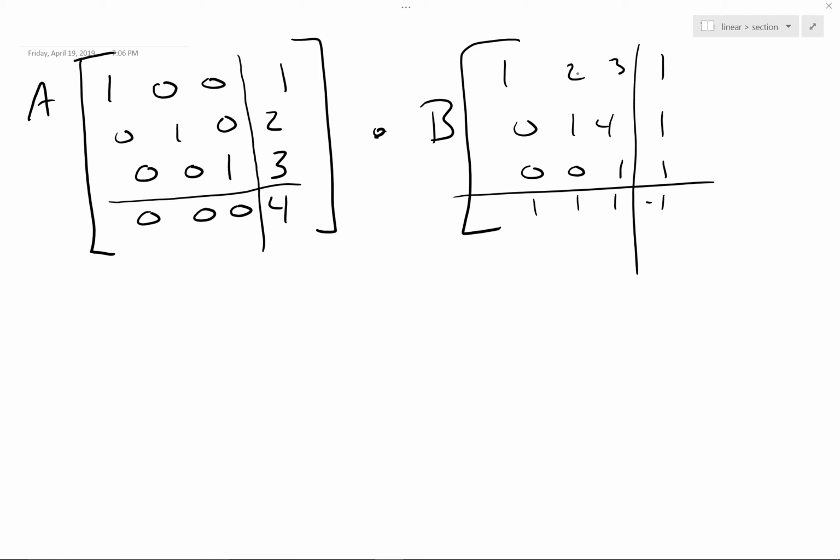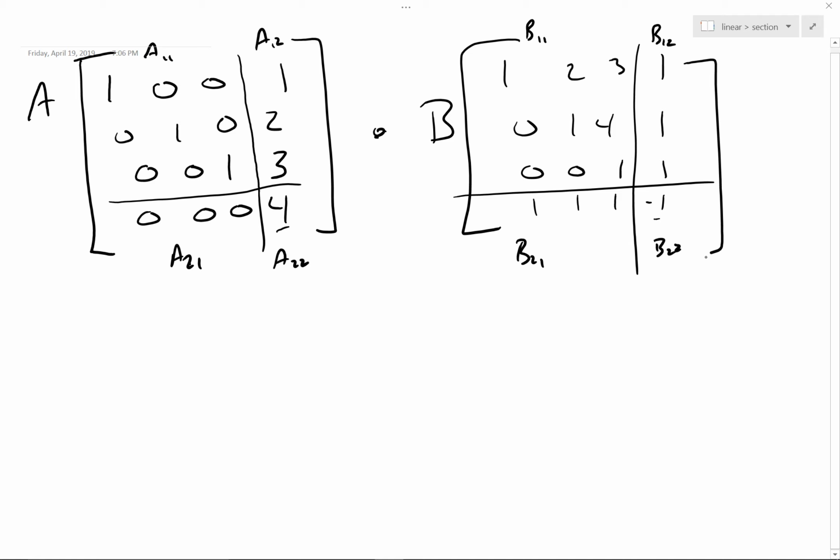Keep in mind that once again I have A11, A12, A21, A22, B11, B12, B21, B22. So let's do this. So identity times this fella here is that fella. Right? And then I'm going to have 1, 2, 3 times 1, 1, 1. Well, when you do that, I feel like you're going to get what? Well, you're going to get 1, 2, 3.